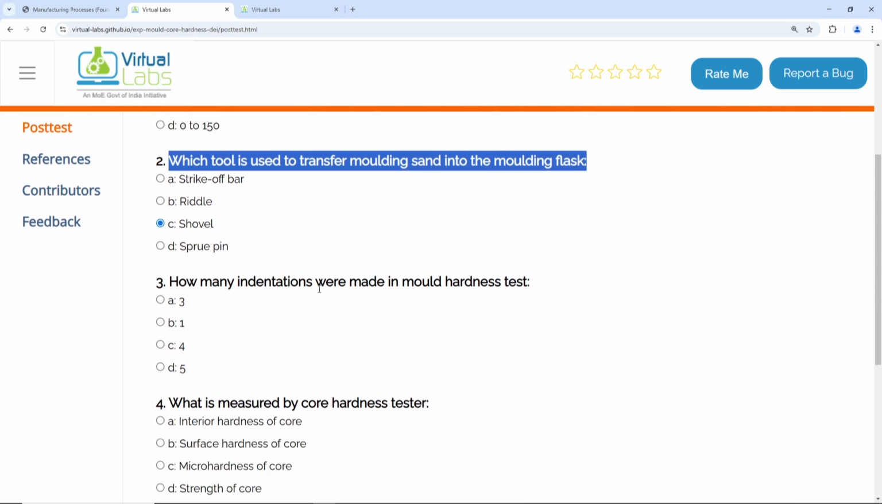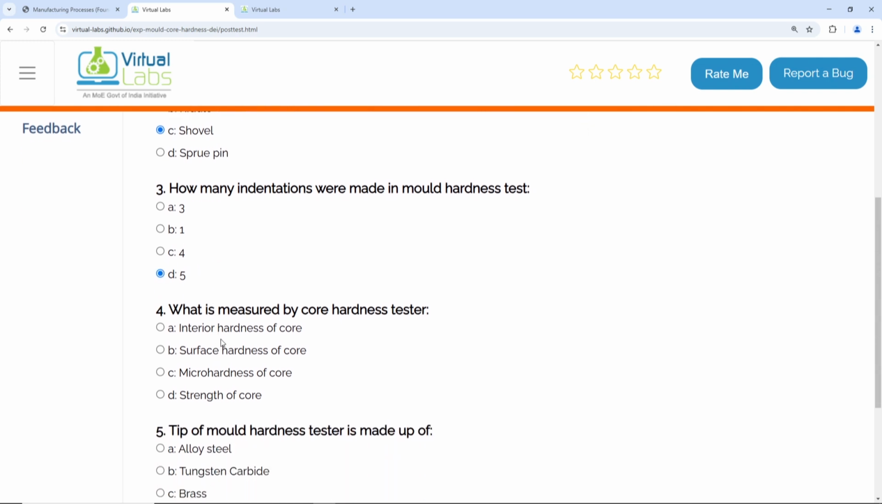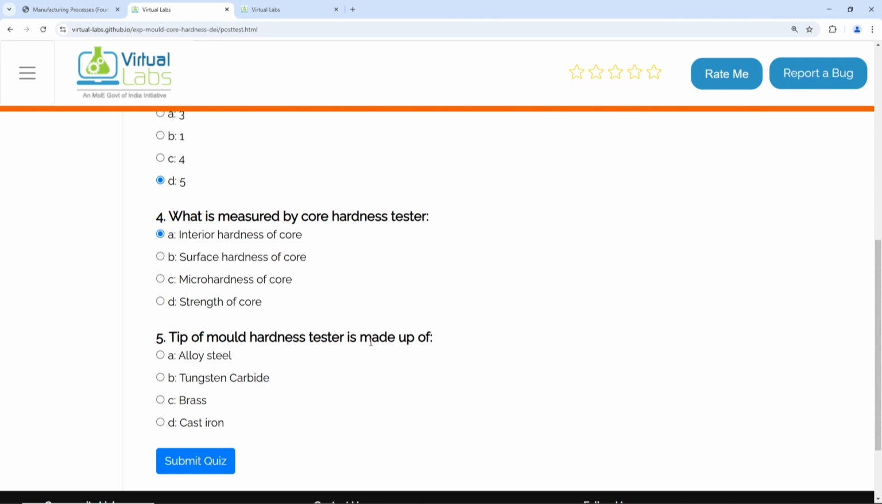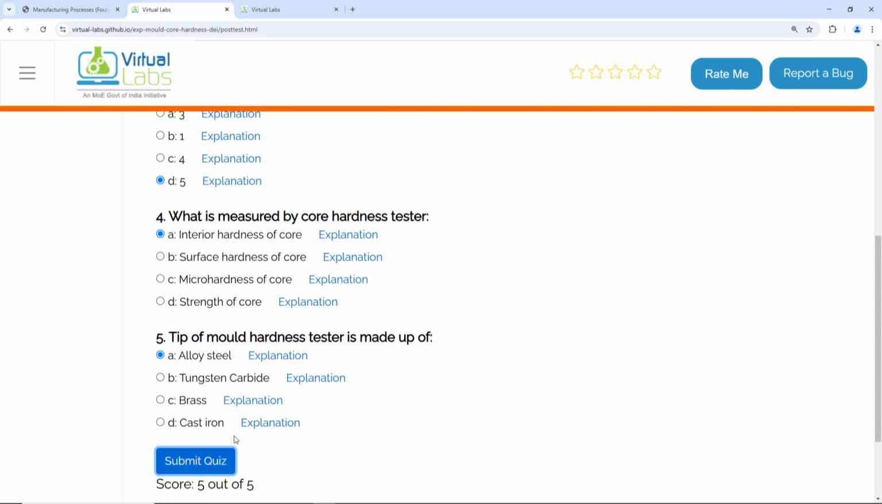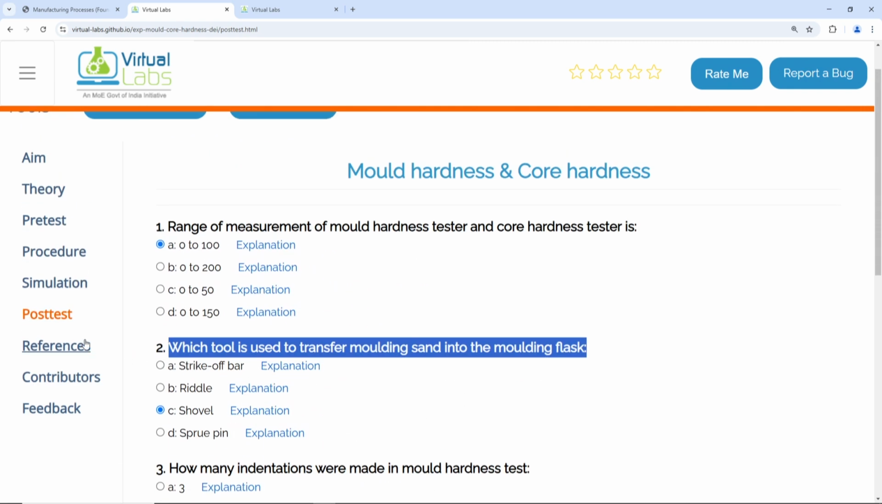How many indentations were made in the mold hardness test? We took 5 readings, 1 at the center and 4 at the corners. What is measured by the core hardness tester? It measures the interior hardness of the core. The tip of the mold hardness tester is generally made of alloy steel. I submit the quiz and I got 5 out of 5.